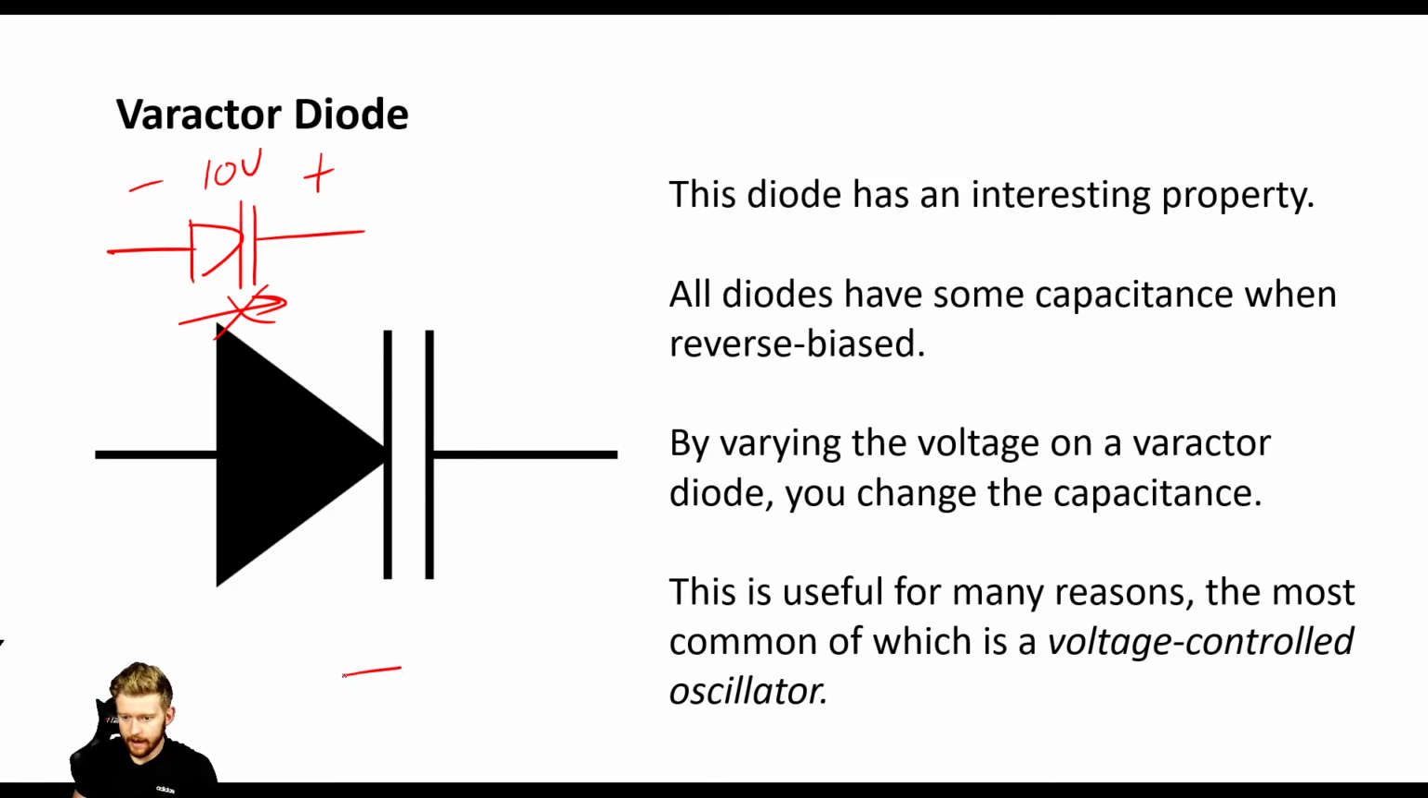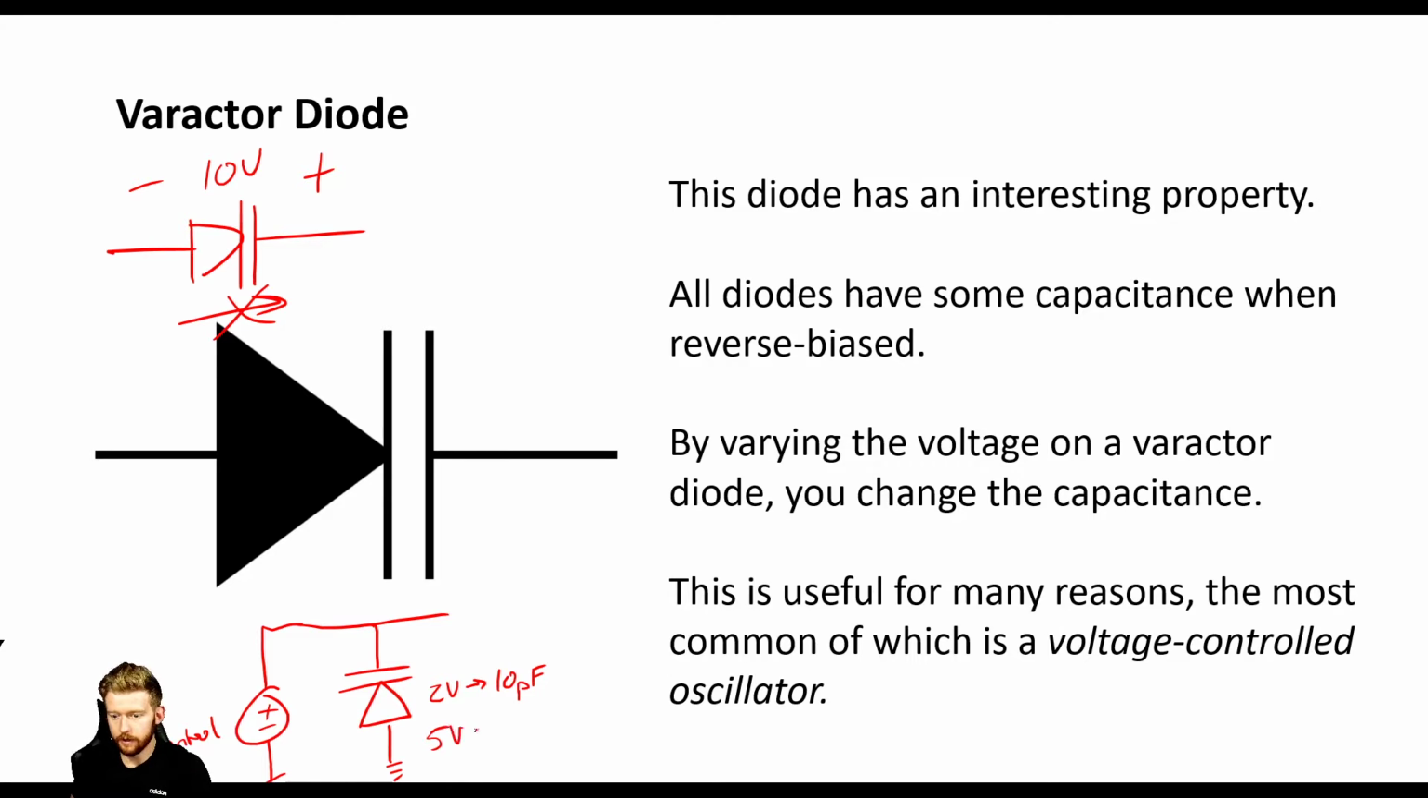So let's say that we have a Varactor diode connected to ground, and we have some voltage on it right here. So this is our control. So if we start off with maybe 2 volts, maybe this guy has a capacitance of 10 picofarads. But then if we increase to 5 volts, it might go all the way up to 15 picofarads. Now, one application of this is in something called a voltage-controlled oscillator.